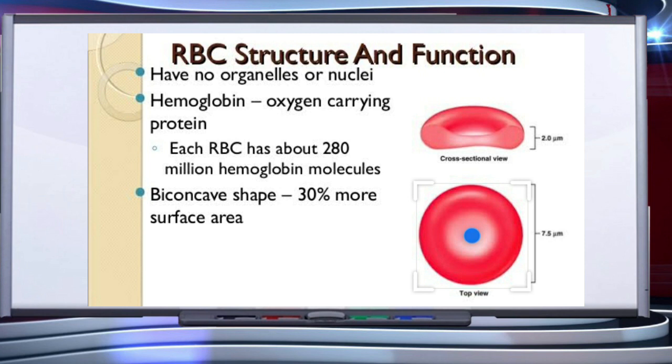RBCs are devoid of a nucleus in most mammals and are concave in shape. The red color of these cells is due to the presence of an iron containing complex protein called hemoglobin. A healthy individual has 12 to 16 grams of hemoglobin in every 100 ml of blood. These molecules play a significant role in transport of respiratory gases. RBCs have an average lifespan of 120 days, after which they are destroyed.